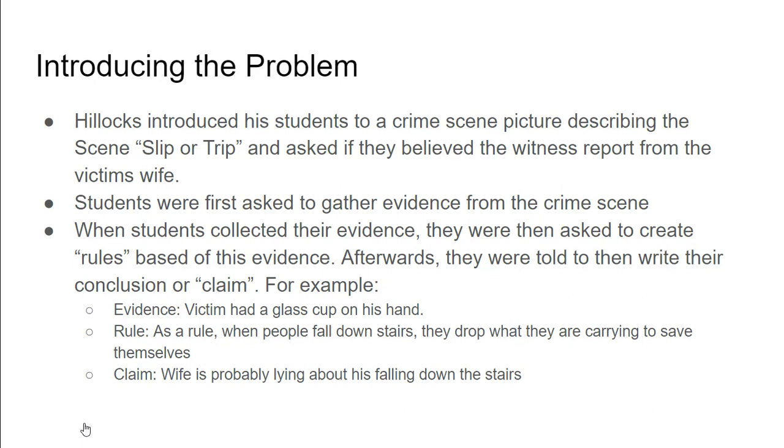For example, one piece of evidence they found is the victim had a glass cup in his hand when found dead. As a rule, they came up with: when people fall downstairs, they drop what they are carrying to save themselves, and that's a pretty sound argument. Based off that and the witness report, they made a claim. The wife is probably lying about his falling down the stairs, since she claimed that he fell down the stairs.